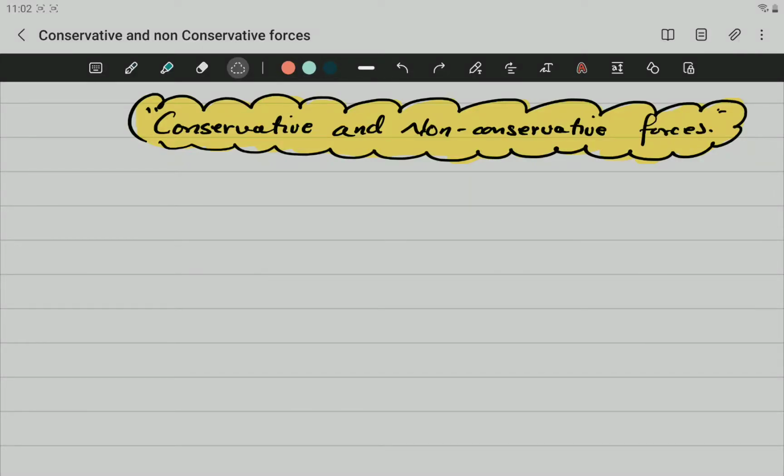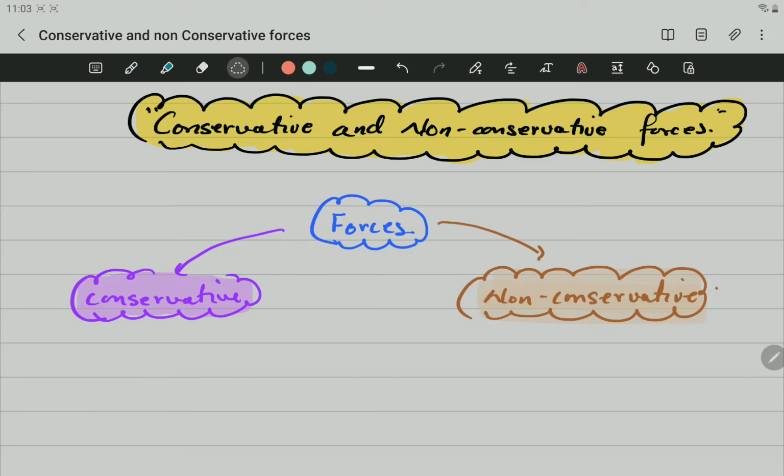In this video we are going to be talking and learning about two types of forces. Those are conservative and non-conservative forces. So the first thing we're going to do is to classify forces as conservative and non-conservative. Now, forces can be divided into conservative and non-conservative. Okay? All forces can be divided in two groups. Those are conservative and non-conservative.